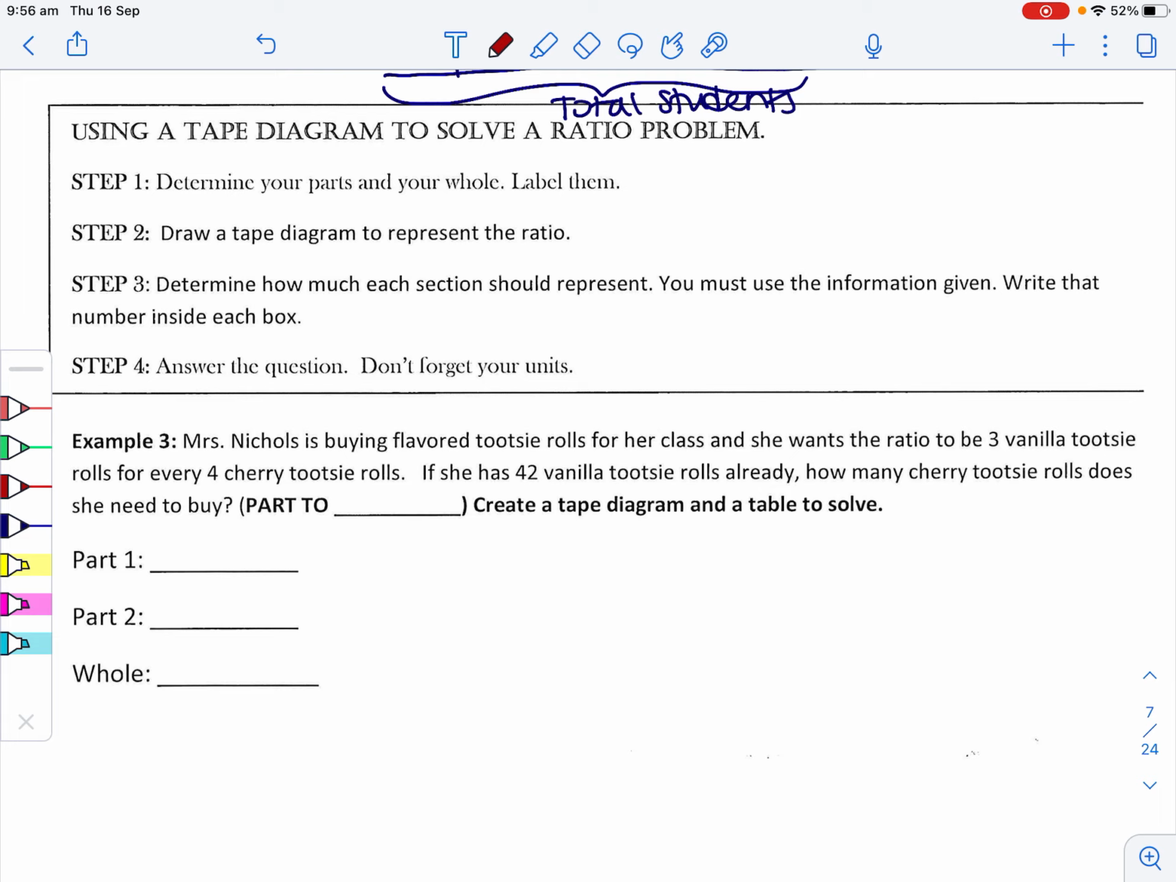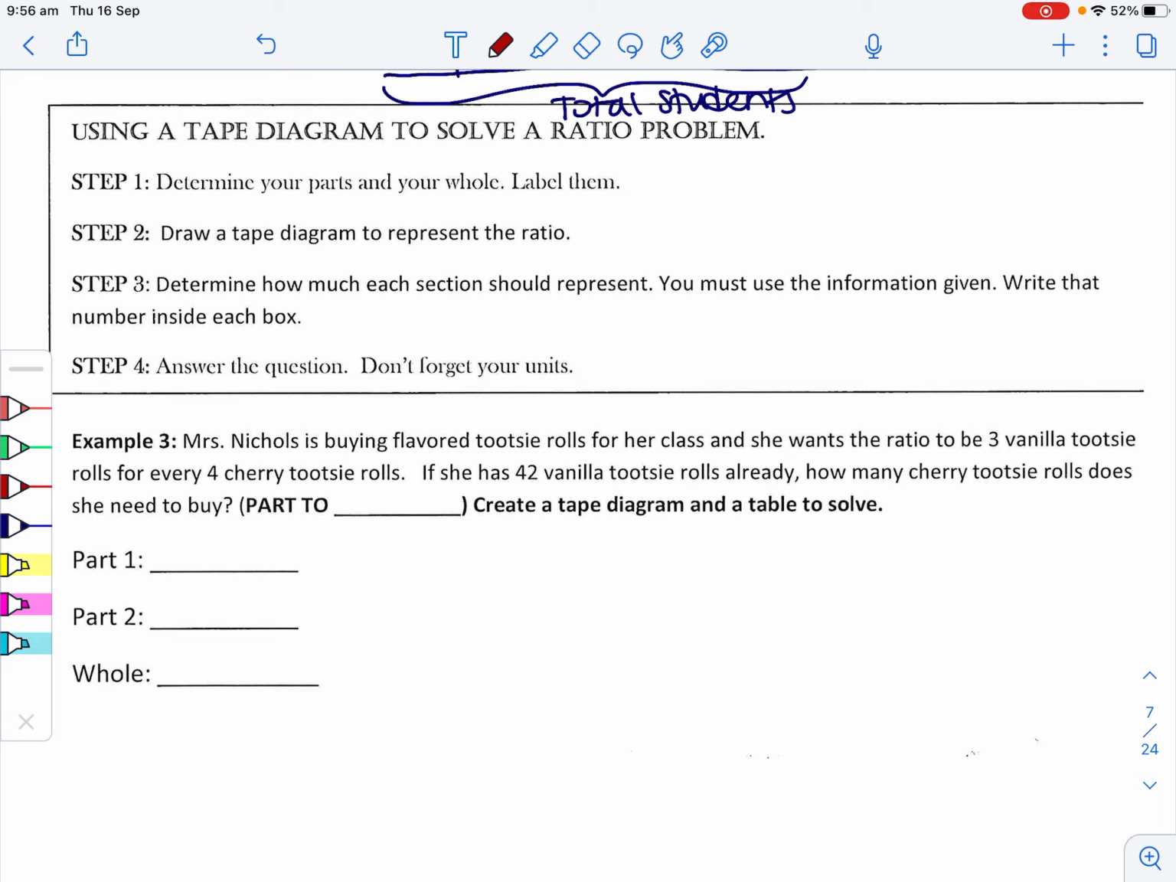After we create a tape diagram, we are also going to create a table to represent the same information and show how those things are related. So we're going to kind of do 2 examples in one. We're going to create the tape diagram, and then we're going to show how the table and the tape diagram get us to the same place.